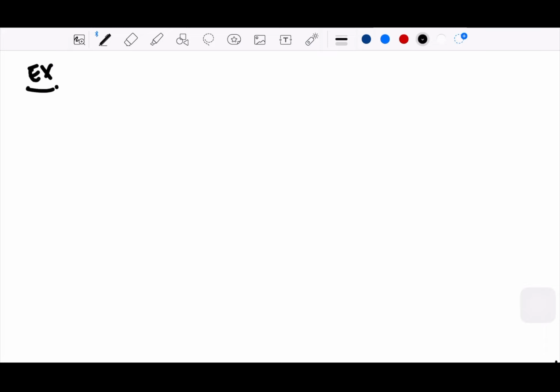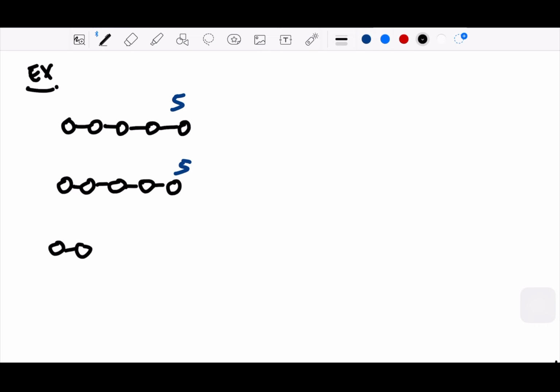Let's say I have three parts of molecules. One with 5 molecules like that, and another one is another 5, and another one is 10 molecules. Okay.